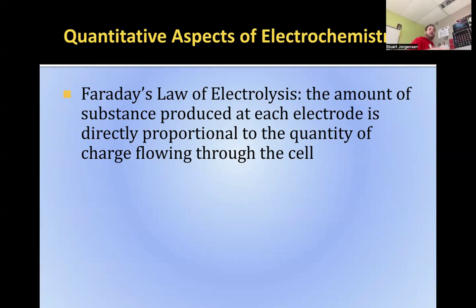The amount that plates out is directly proportional to the amount of charge we're putting into our cell and the amount of time that we're running it for. Those are the two big factors when we think about how much we're going to see plated out. Faraday's law: the amount of substance produced at each electrode is directly proportional to the quantity of charge flowing through the cell.